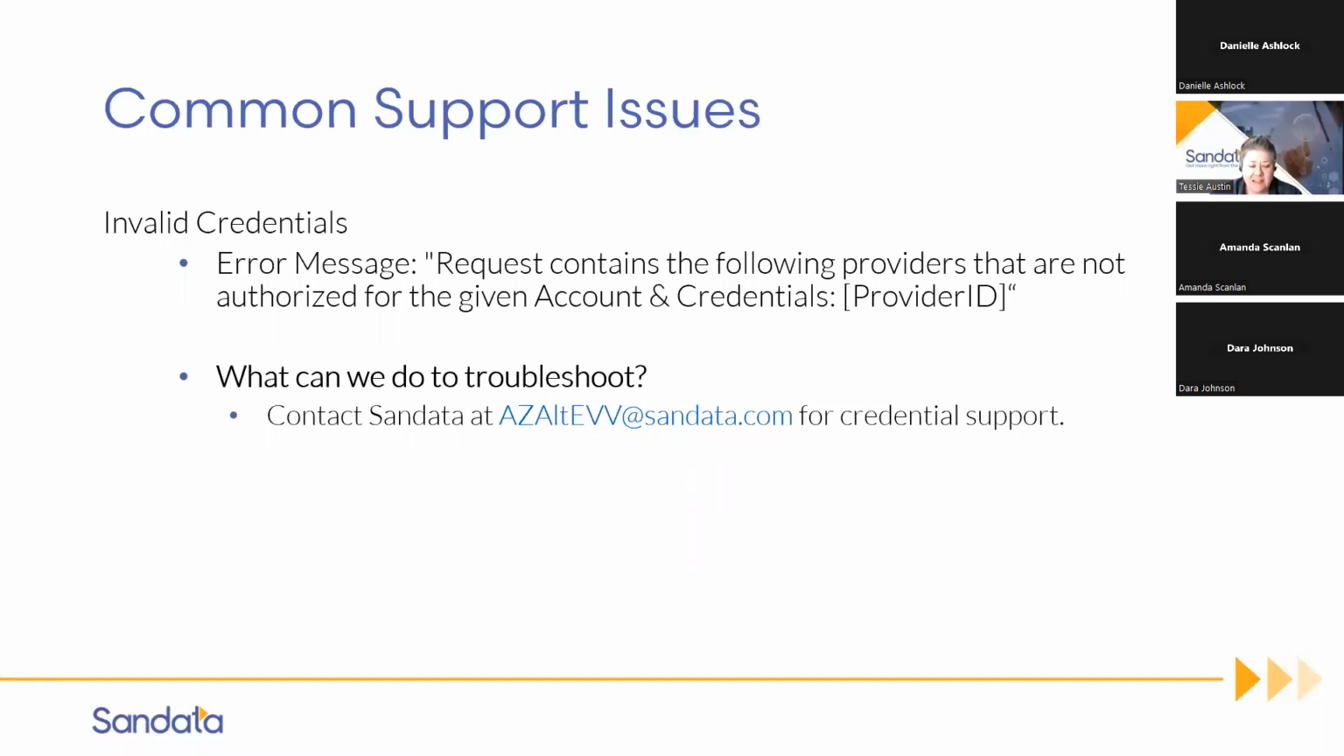Awesome, thanks, Dara. All right, a few things on the common support issues. We'll have some information, some things you can do or look for, and then how we can help you. Invalid credentials: if you get this message back when you send a JSON, it means something hasn't been set up correctly and the credentials aren't right. You wouldn't want to waste a lot of time trying to troubleshoot that one. If you get that error, just email us. There's your best friend email again, azaltevv@sandata.com. Someone like Carolyn will be glad to help you get that resolved so that you can send that information to us and your providers will get paid.